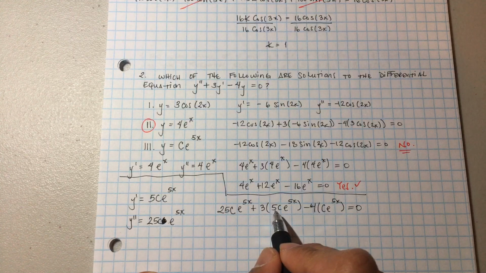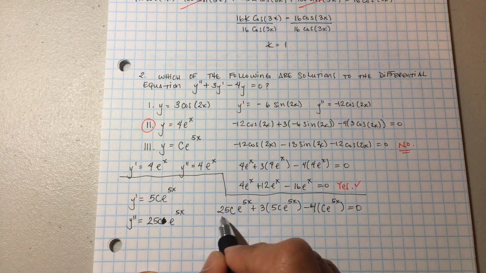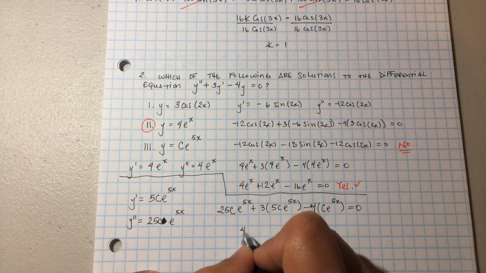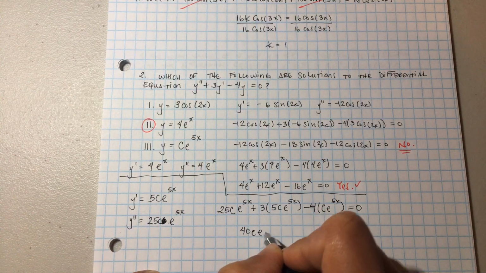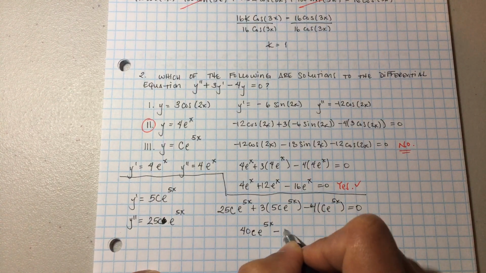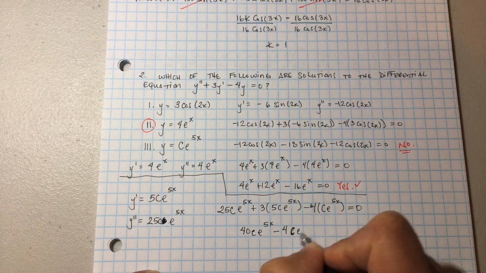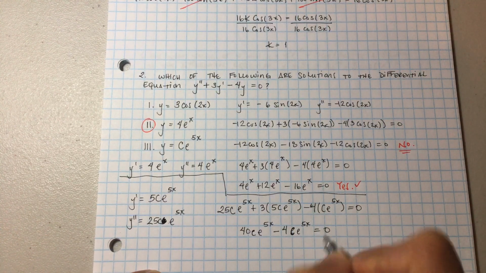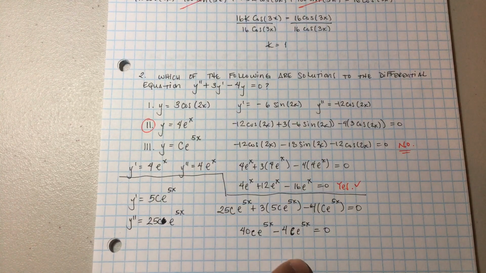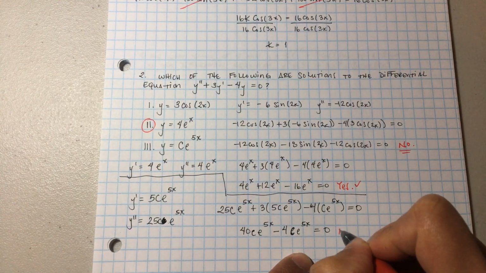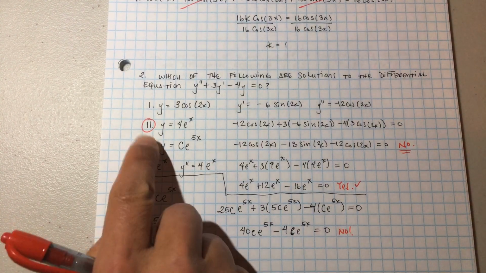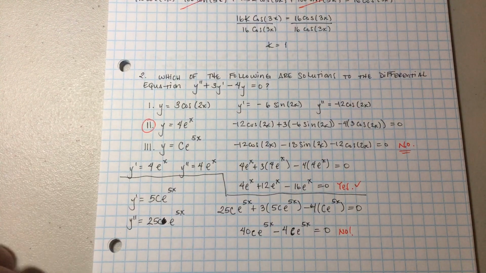We want to see if that's going to equal 0. This is going to give me 15, and this is going to give me 4. So 25 plus 15 is 40 times c e to the 5x, minus 4c e to the 5x. Is that going to give you 0? No, it's not. 40 minus 4 is just something else. The answer is no. So the only one that satisfies the solution will be number 2.